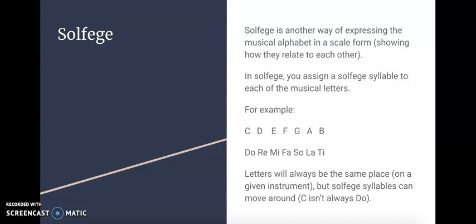So if that's do, that's C, do, re would be D, E would be mi, F would be fa, G would be so, A would be la, B would be ti, and at the end of that pattern, you would get another do on the high C. The letters will always have the same place on any given instrument, but solfege syllables can move around so that C is not always do. It's just do in this example that we have right here.